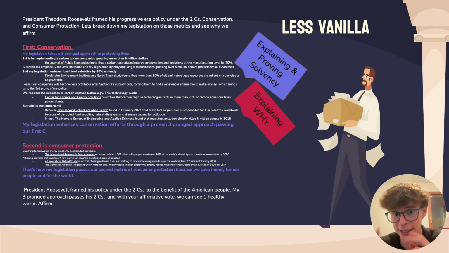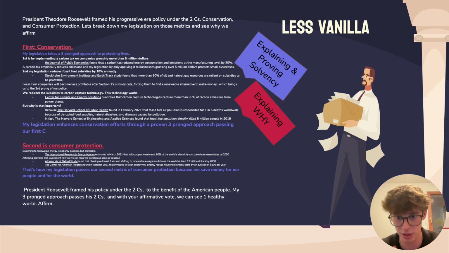And I did it backwards. I explained my legislation. I said my legislation takes a 3-pronged approach to protecting lives. And I explained each of the 3 sections of my bill, one by one, what the 3 actions were and why they work. After I did that, I transitioned to why is it actually important? And then there's just some data proving why it's important and deserves our attention. And then, of course, I switched to consumer protection, which was just sort of a second point in and of itself.